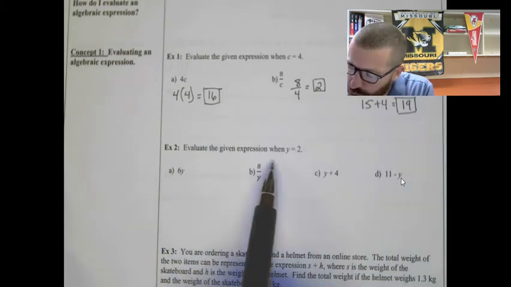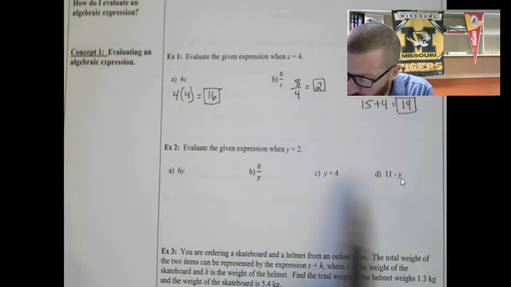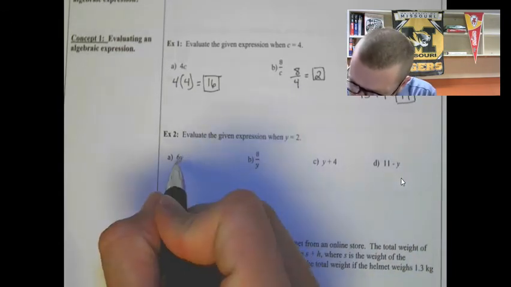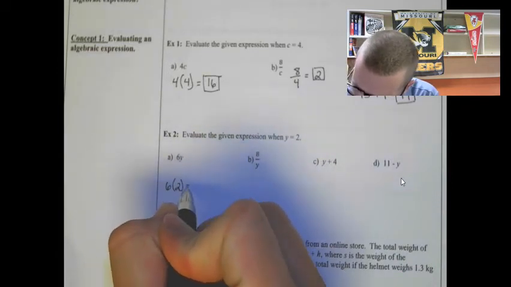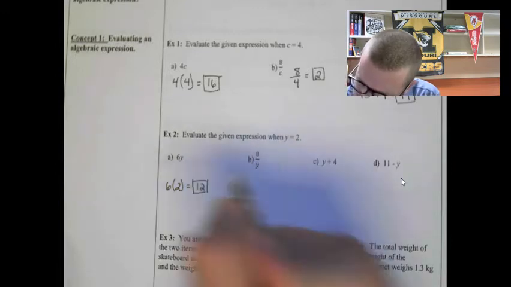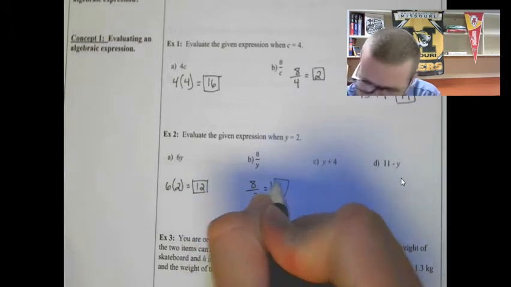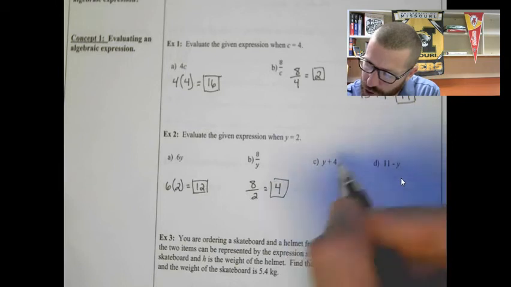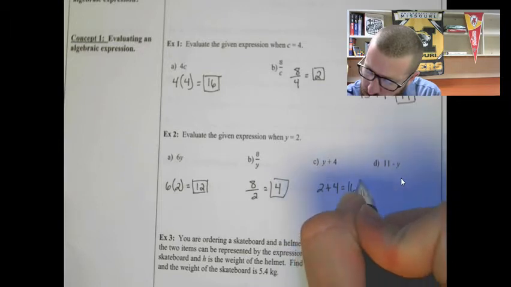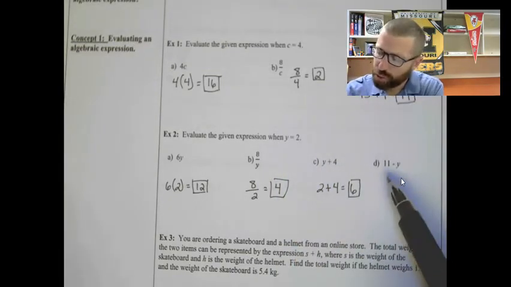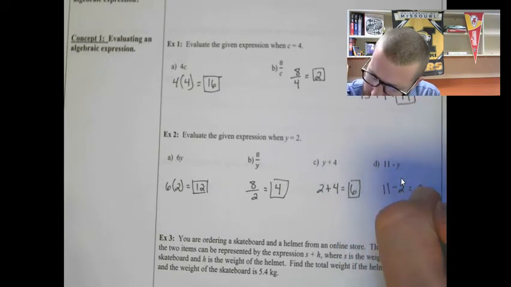Okay, so then evaluate the given expression when y equals 2. And so now you have this y here. Plug in 2 for each of these and evaluate. So if 6 times y, well, if y is 2, then that means everywhere I see y, I can write 2. And I get 12. Here, everywhere I see y, I can write 2. And I get 4. And then here, everywhere I see y, I can write 2. And I get 6. And then on this last one, everywhere I see y, I can write 2. And so 11 minus 2 is 9.